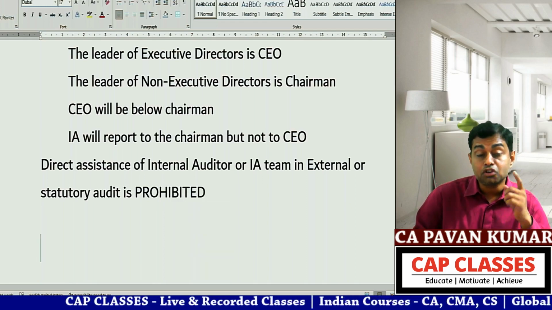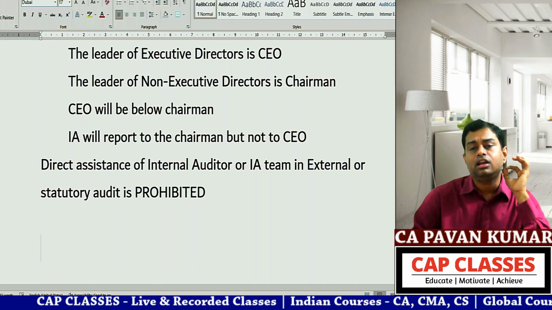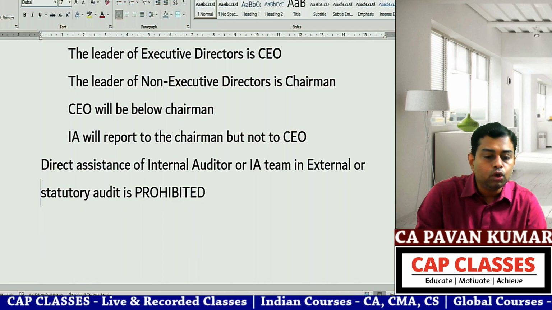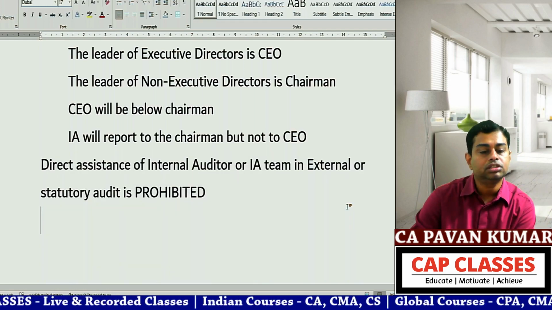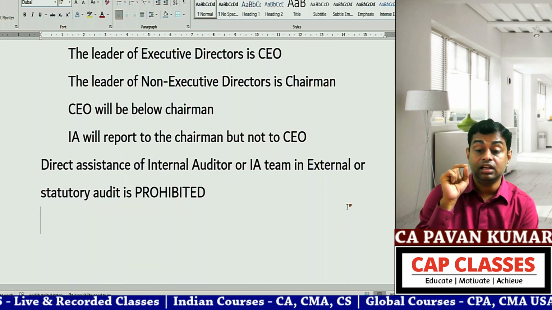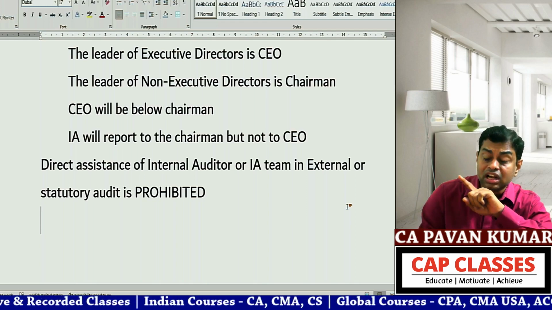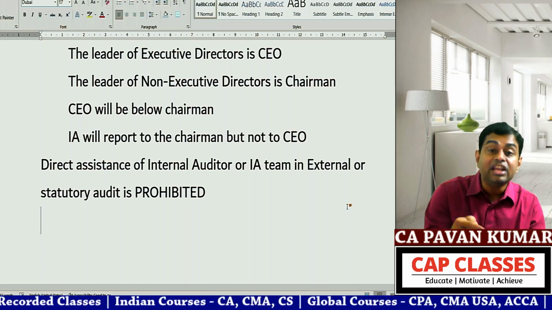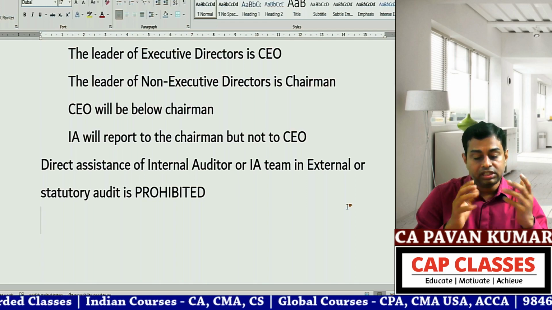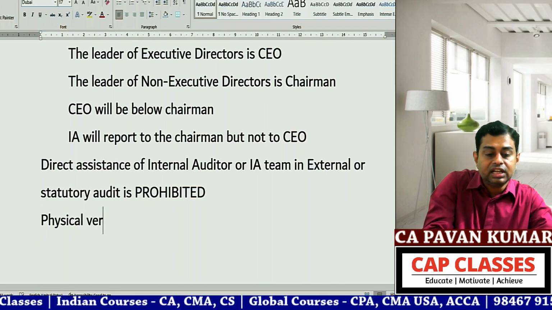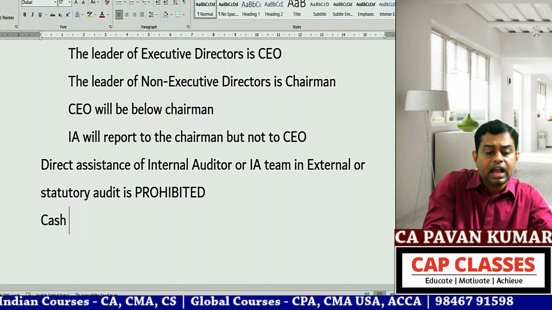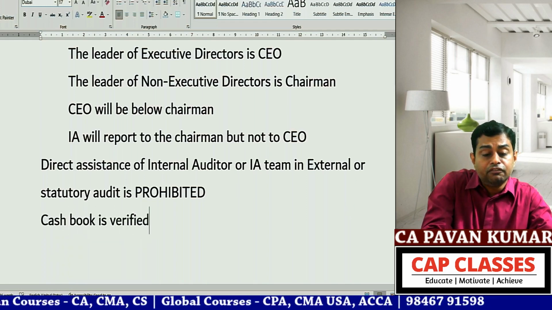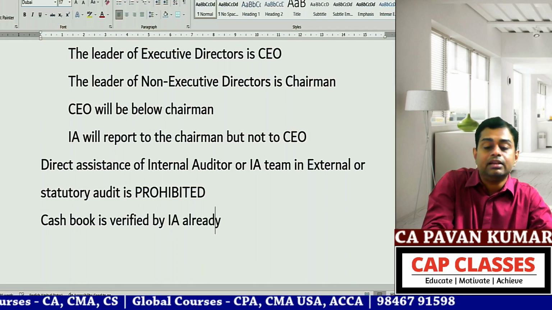Though this provision is not there in India law, we have to follow this in spirit. Though it is not there in letter, we have to follow this. That means the external auditor cannot ask the internal auditor to do something for him. For example, physical verification of inventories, or the cash book is verified by the internal auditor already.